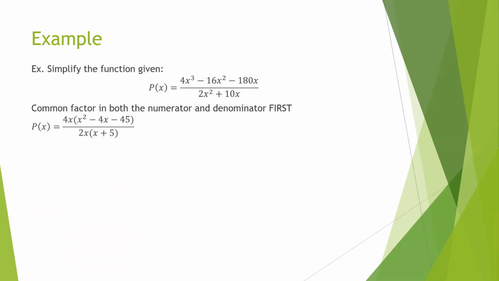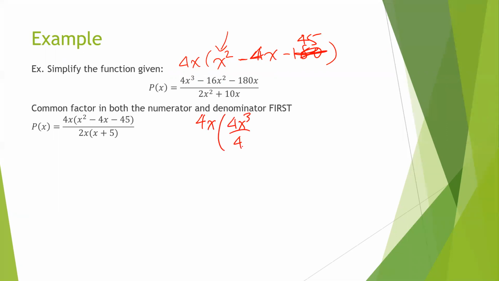I can common factor out the 4x in the numerator, which gives me 4x, and then in brackets x squared minus 4x minus 180. Now, mind you, I'm not showing any of the work. Oops, sorry, not 180, 45. I'm not showing a lot of work now for common factoring because I assume everyone knows how to do that. But if you're still struggling with common factoring, just remember that to find out what the terms are inside the brackets, all I'm really doing is simply dividing each of my terms by the common factor, right? That's really what I did here. I just didn't show the steps.